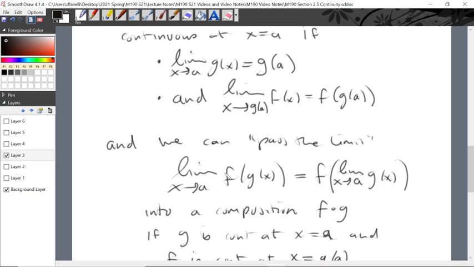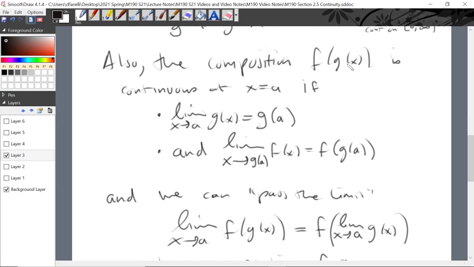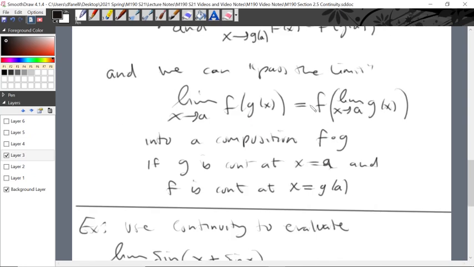So it's not that f has to be continuous at a. First, g has to be continuous at a. That means the limit as x goes to a of g of x must exist, and g of a must be equal to that limit. And whatever g of a is, we're then going to want to establish that f is continuous at g of a. So that is, the output of the inner function is also giving us a value whereby f is continuous.